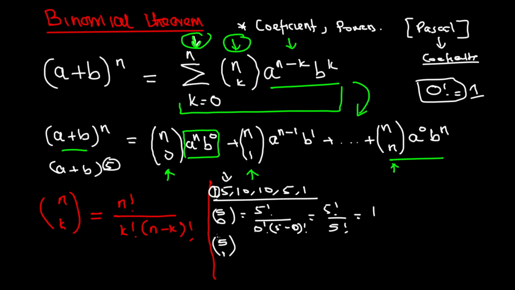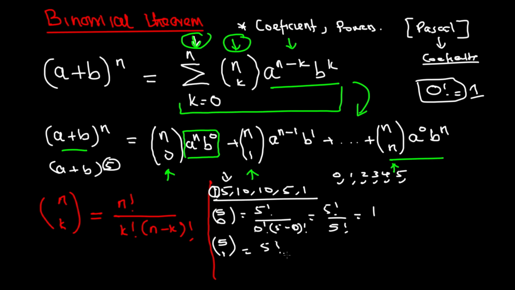Right? Because the first term starts from 0. Remember we said we've got 6 terms here, so it will be 0, 1, 2, 3, 4, 5. So that's 1, 2, 3, 4, 5, 6 terms. Right? So the second term will have 1 here, not 2. So this one will be 5 factorial, n factorial.